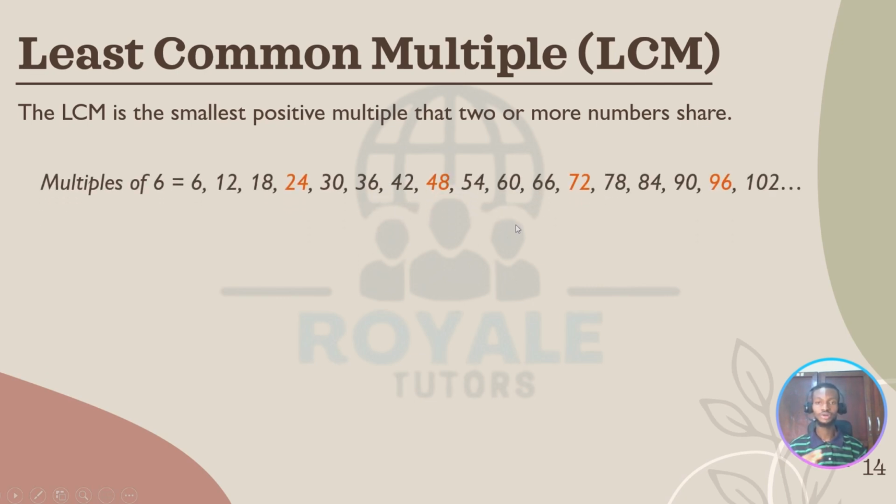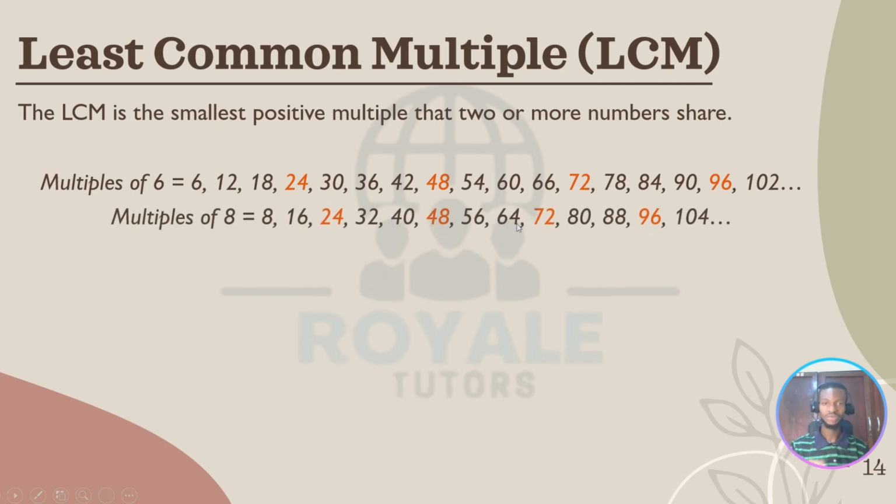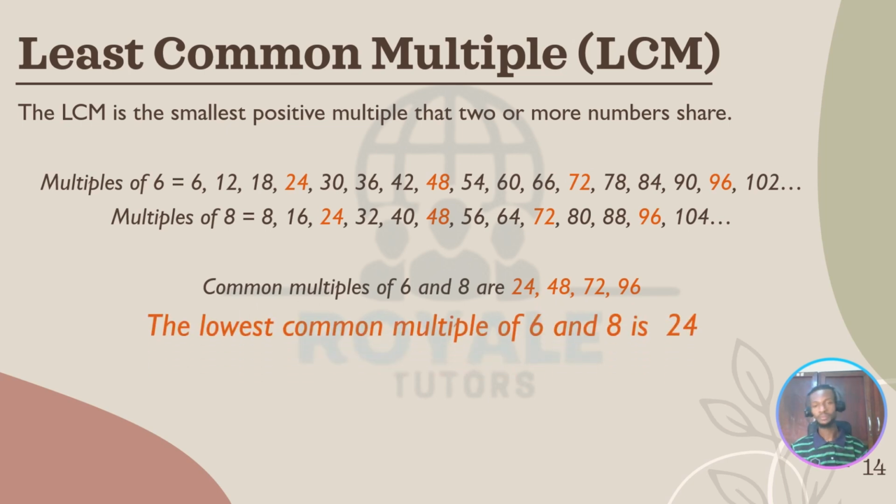We have 6, 12, 18, 24, just as we have listed. Then we have multiples of 8, just as we have listed the other time: 24, 48, 72, 96, and so on. The common multiples, just as we have learnt, are 24, 48, 72, 96, and so on. But the smallest of them is the lowest common multiple, also called the least common multiple. The least common multiple of 6 and 8 is 24, because 24 is the smallest number, so the least or lowest common multiple is 24.